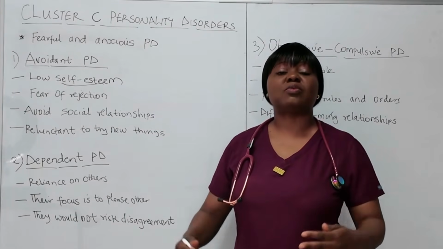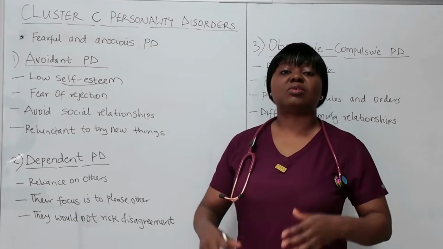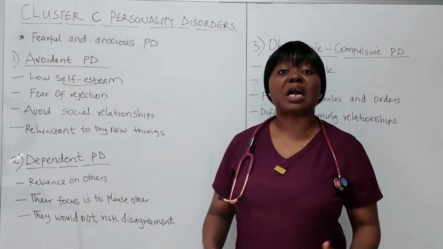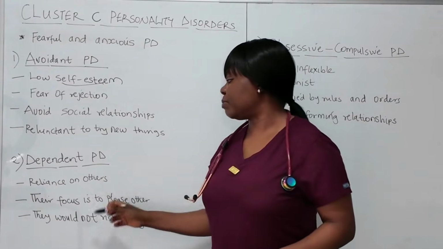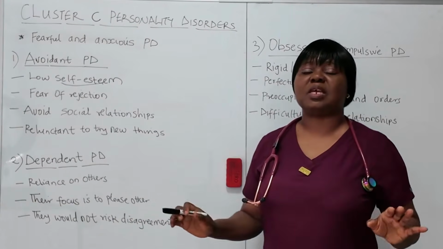They will ask their spouse to decide for them. They will ask the nurse to decide for them. What do you think? What do you think I should do? I can't make decisions. I can't do this. Can you do it for me? Can you think for me? Can you decide for me? So these are what characterize dependent personality disorder, because they would rather not risk any disagreement.